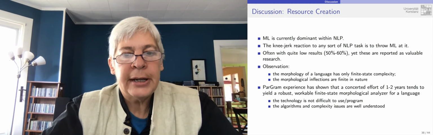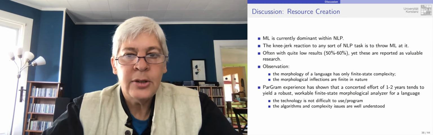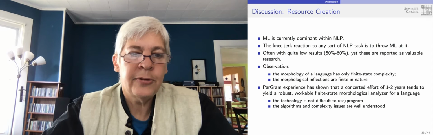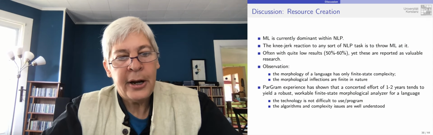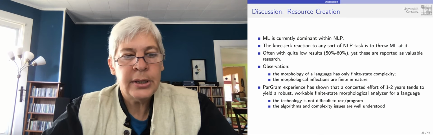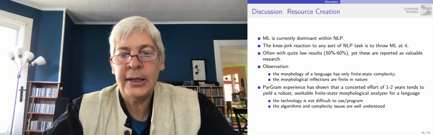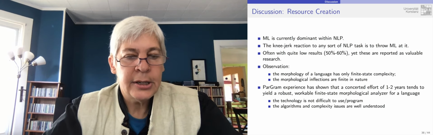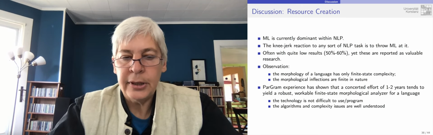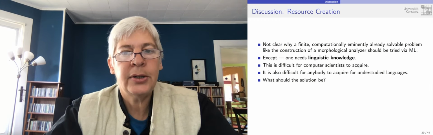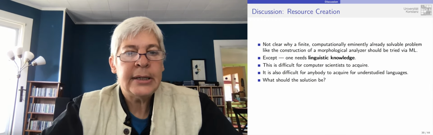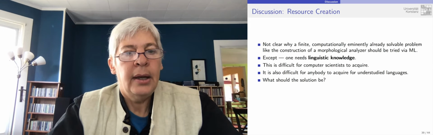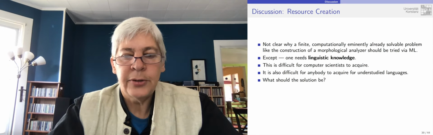Particularly with respect to morphological analysis, I don't really understand why one tries to do machine learning for that in the first place, because the morphology of a language has only finite state complexity. The morphological inflections are finite in nature. The ParGram experience has shown that a concerted effort of 1 or 2 years tends to give a robust, workable, finite state morphological analyzer for a language. So why not do that? Well, the technology is not difficult to use or program, and the algorithms and the complexity issues are very well understood. So why not do that? I guess the main problem is that one needs linguistic knowledge, which is difficult for computer scientists to acquire. And in fact, if the language is understudied, it's difficult for anybody to acquire.